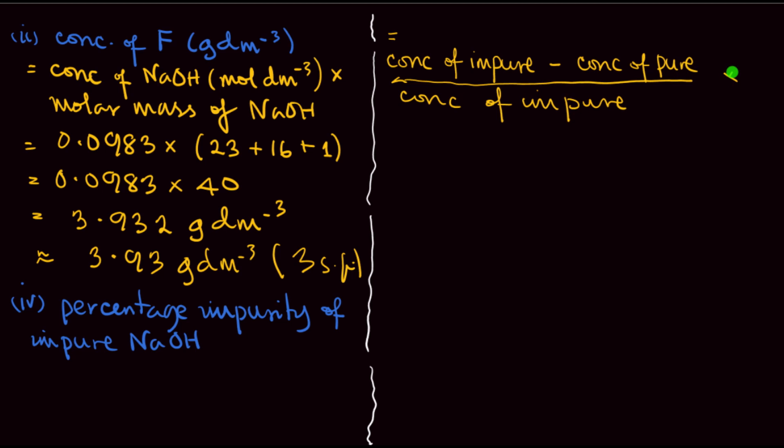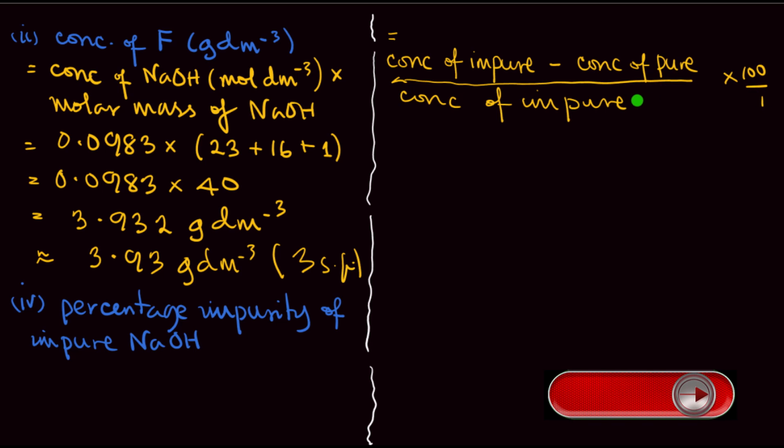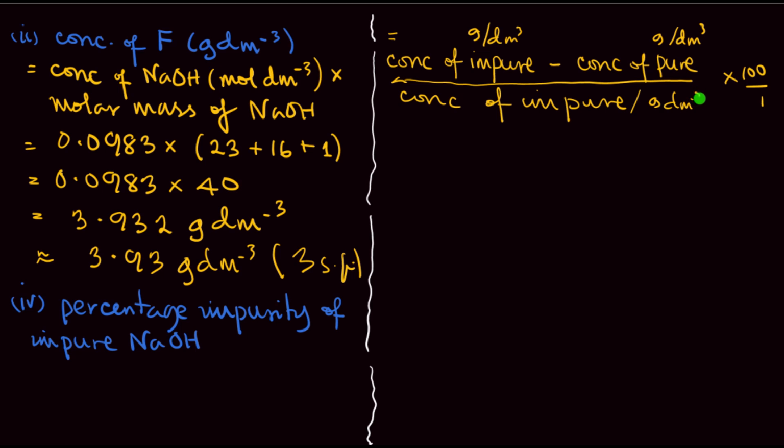Right, times 100 over 1. So everything here is in grams per dm cube, right? Good. So what's the value? 6.00 minus 3.93, all over 6.00, times 100 over 1.